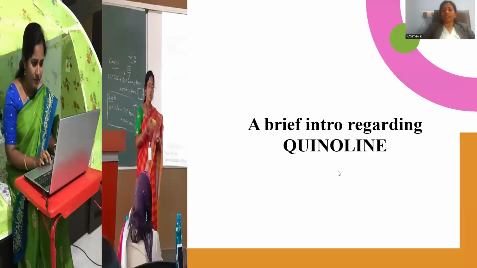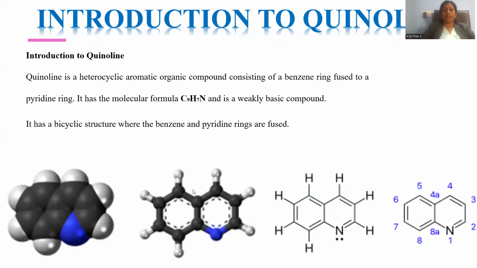A brief intro regarding quinoline is provided here. Quinoline is a heterocyclic aromatic ring system consisting of a benzene ring fused with a pyridine ring. It is the fused one. One is the benzene, another is the pyridine. Both are joined together by this fusion process, right? Here, 9 carbon atoms, 7 hydrogens and 1 nitrogen are taken into consideration as the molecular formula. It is composed of 9 carbons, 7 hydrogens and 1 nitrogen heteroatom, right?